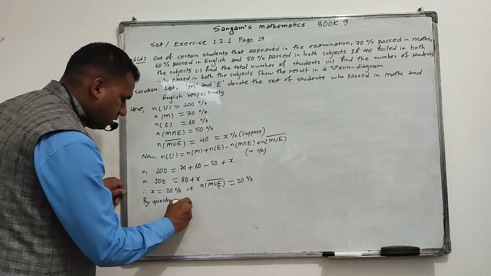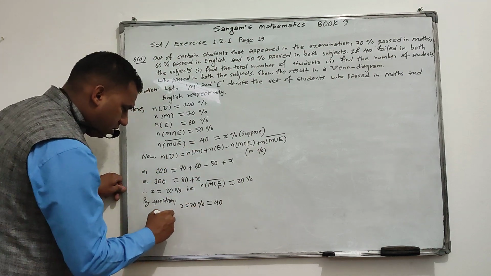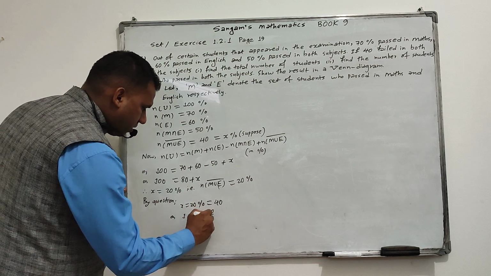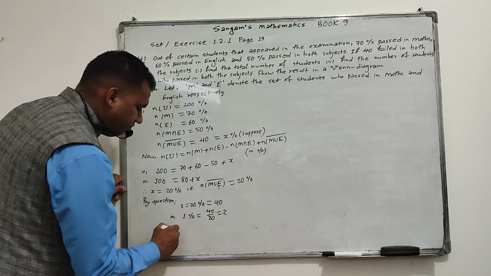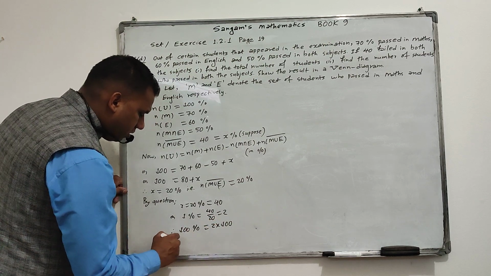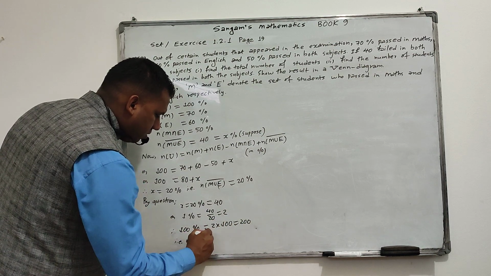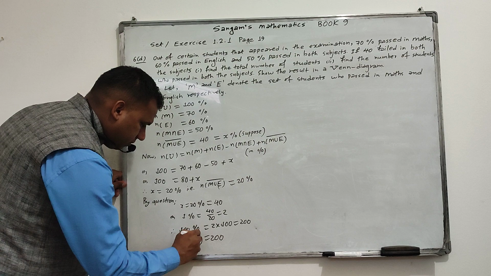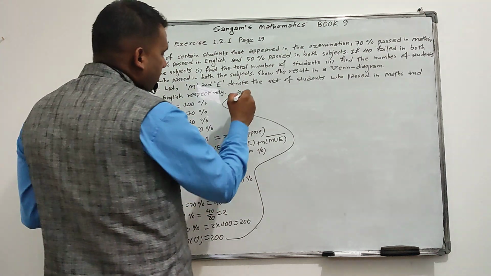By equation, X equals 20%, equals how much? 40 in number, 40. Or 1% equals 40 by 20, equals 2. Therefore 100% equals 2 times 100, that is 100% number of U equals 200. So we can write first part, find the total number of students.